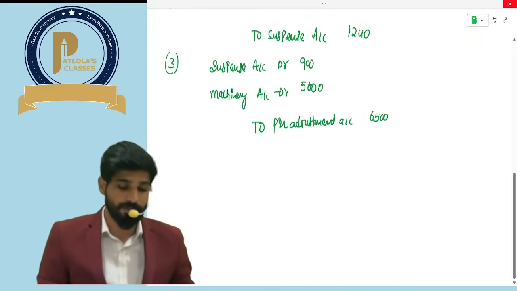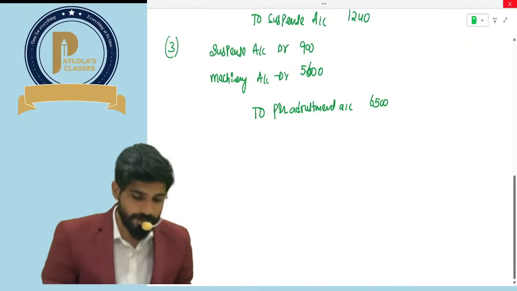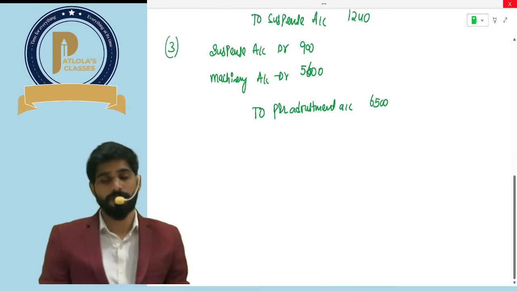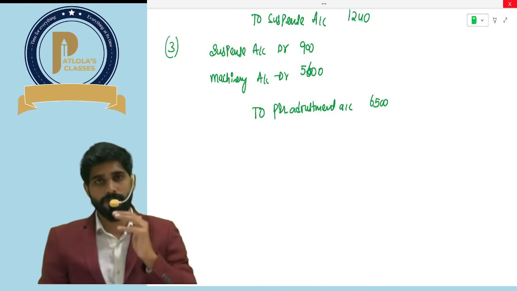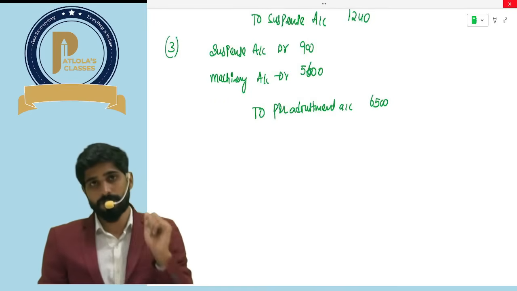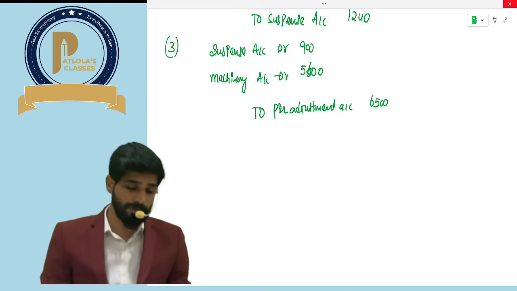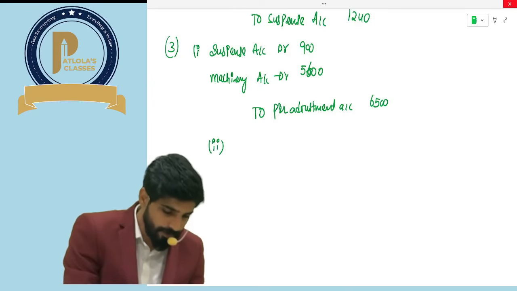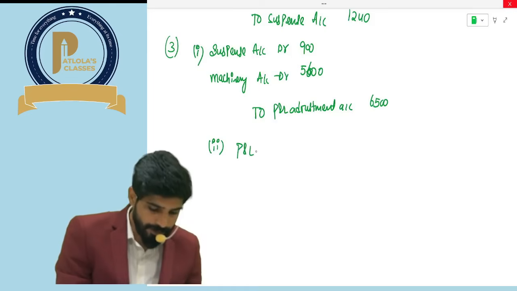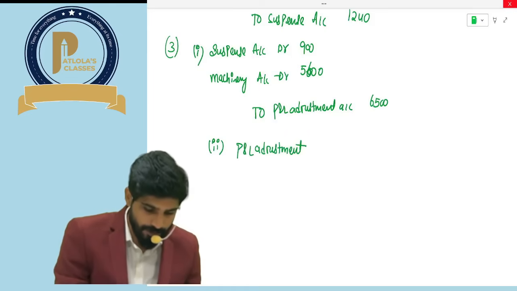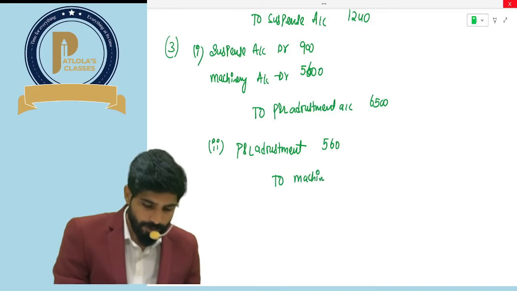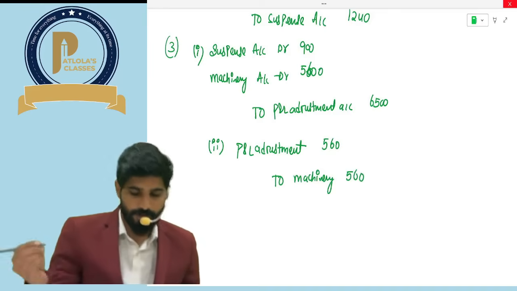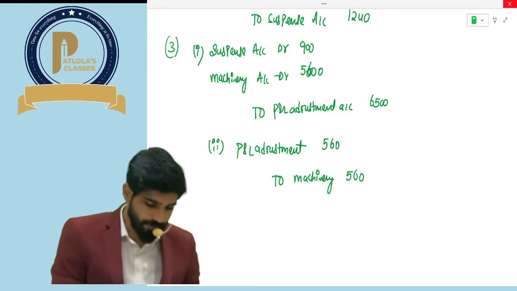But guys, wait, before we get into the next one, should we provide depreciation on this machinery? Yes. How much? 10%. How much is 5600 into 10%? 560. When you provide depreciation, the entry will be depreciation to machinery, but we are not going to use the word depreciation, we are going to use the word P&L adjustment. So in this third entry, P&L adjustment, because in place of depreciation we are using the word P&L adjustment. How much? 560 to machinery. Wonderful.